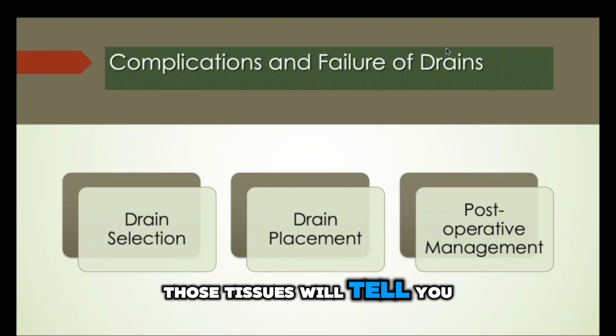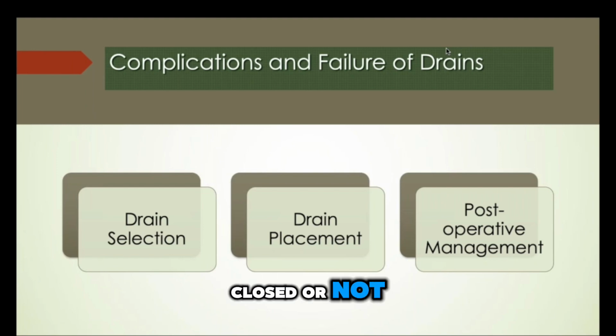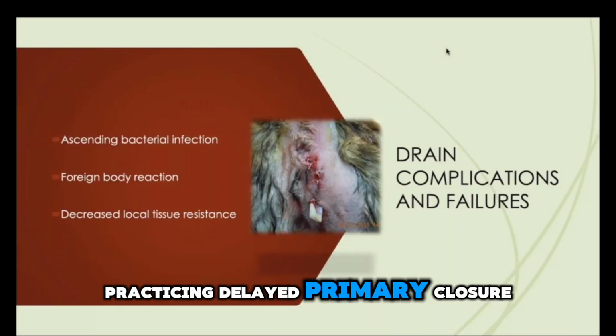Those tissues will tell you, they will communicate very loud and clear if it's ready to be closed or not in a 24 to 48 hour period. And you may not need a drain at that point. So it's worth doing and practicing delayed primary closure.